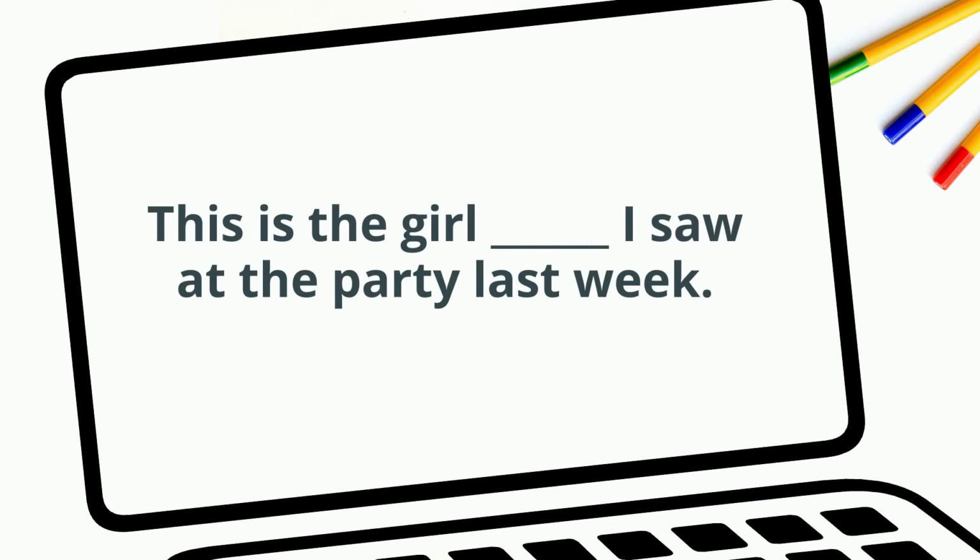Now let us try the second one. This is the girl blank I saw at the party last week. What do you think? Let's see. The girl is an object because it is the target of the action saw. So that is why we use the object relative pronoun whom. What did you choose?